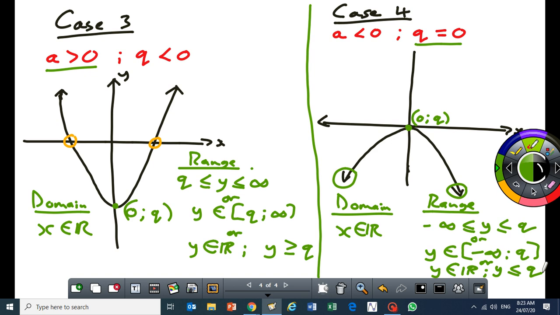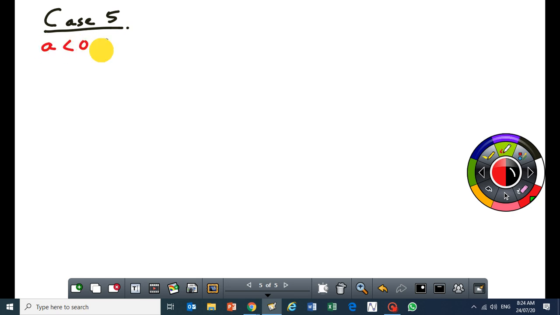Now it's very important for you to know that from case 4, where A is now negative, the graph will have a maximum turning point. Okay, and we have one x-intercept, right? Let's move on to case 5. Now, case 5, for case 5, our A is still negative, but we are going to make the Q positive. Okay, so the Q value is going to be positive.